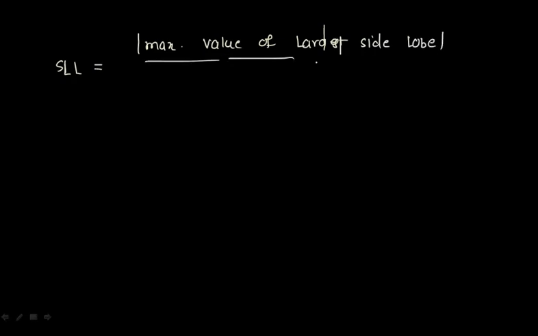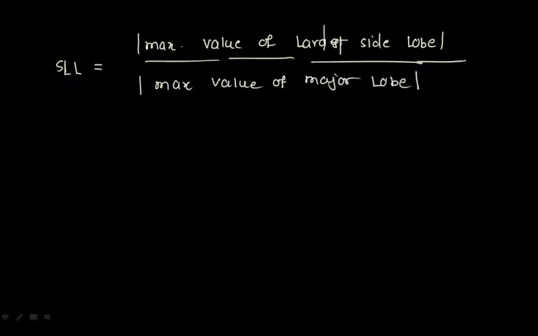Now how you're going to find out the side lobe levels? If I'm interested in the side lobe level, the side lobe level will be calculated as SLL. I'll just write a short form. This is nothing but the maximum value of the largest side lobe divided by the maximum value of the major lobe. So you'll understand what will be the maximum value of the major lobe and what will be the maximum value of the side lobe. So largest side lobe यहाँ पे कहाँ पे occur हुआ है, आपका 3 pi by 2 पे.